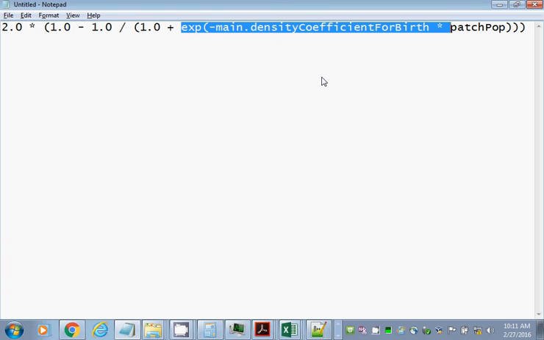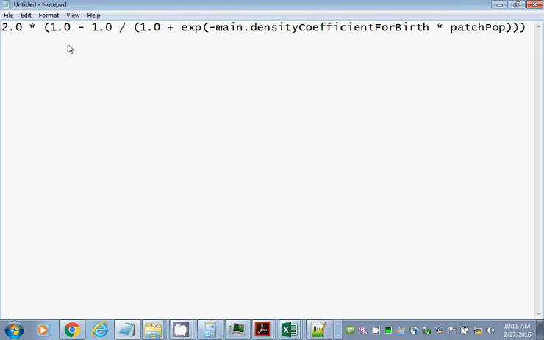Which is equal to 2 times 0.5, which is equal to 1, which is what we want it to be. We want this whole thing to be 1 when it's at low density. In other words, when the number of animals in that patch is very, very small or 0, we want the low density birth rate to be used. So we want a multiplier here, which is 1. So when we multiply them, this will be 1, and we'll be using the low density birth rate.